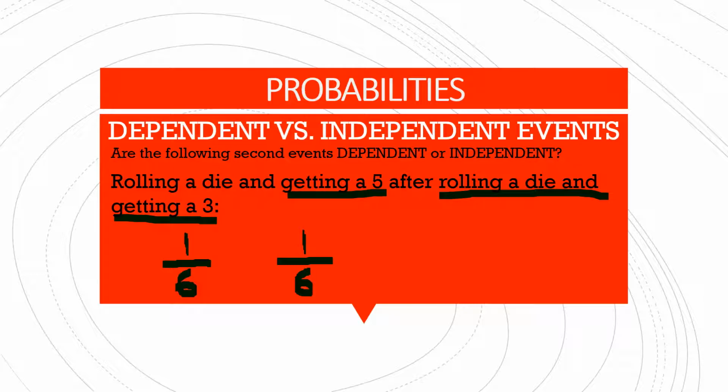Now, do you see how both of these are the same? They both have 6 as the total possibilities. So therefore, these are independent. They don't affect each other. The second 6 is not changed by the outcome of the first. So these are independent.